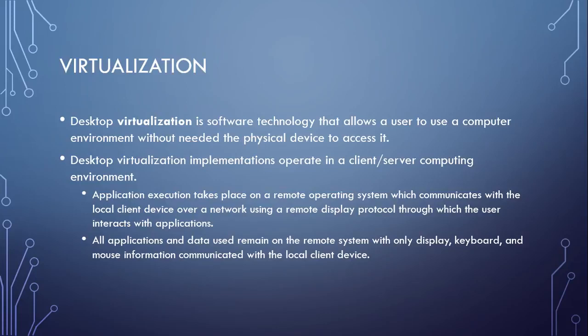Typically, what you'll see is the application execution will take place on a remote operating system, which communicates with the local client device over a network using a remote display protocol to which the user interacts with applications. Then all applications and data used remain on the remote system with only the display, keyboard, and mouse information communicated with the local client device. So your local PC is telling very much where the mouse is, where the keyboard is, but all your applications, all your software and stuff like that are being pulled down from a virtual machine.